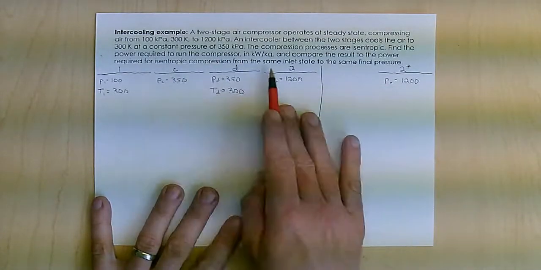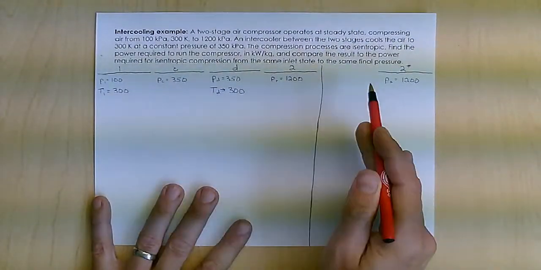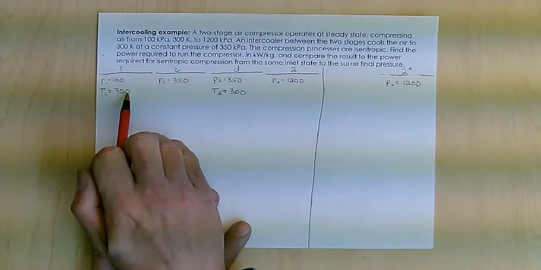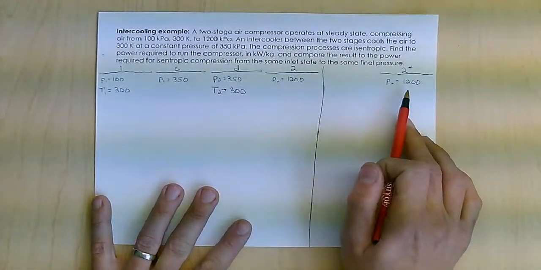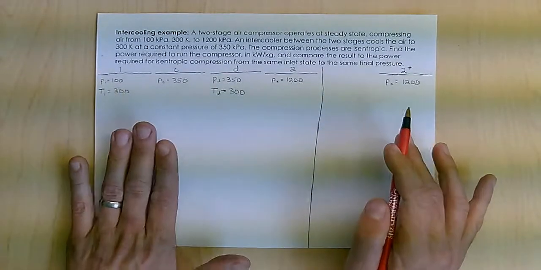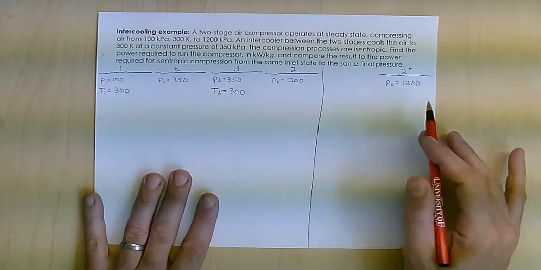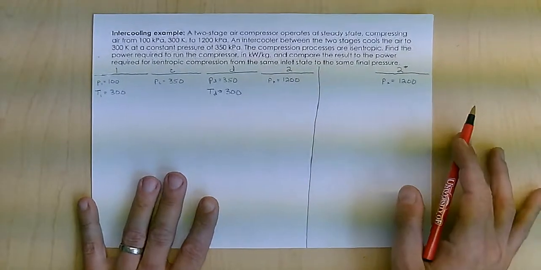What I want to do here is find the power of this and compare it to the power if I had gone straight from 100 kilopascals all the way up to 1200 kilopascals. So that would be a compressor without intercooling. So we're going to compare those two.